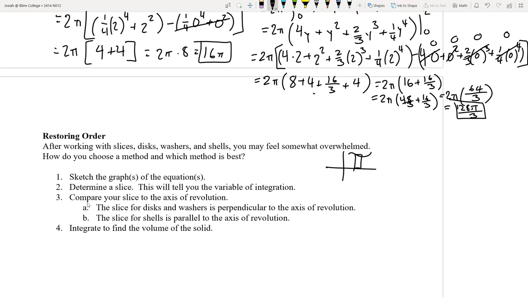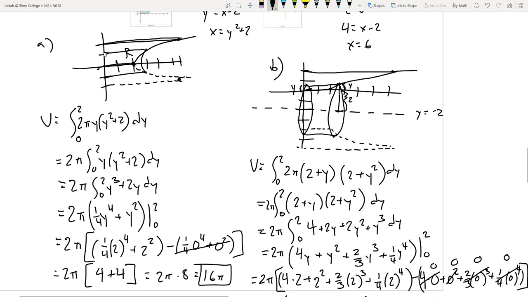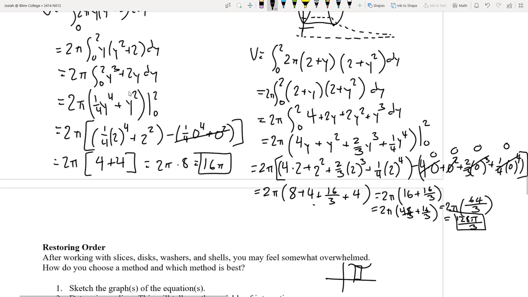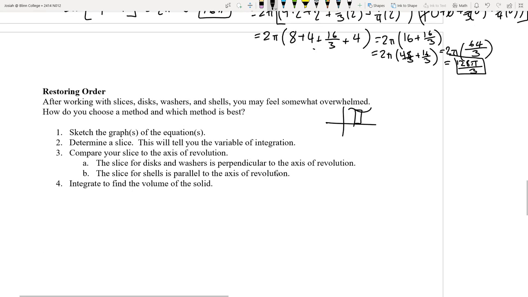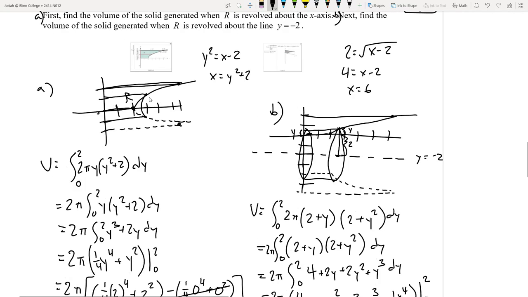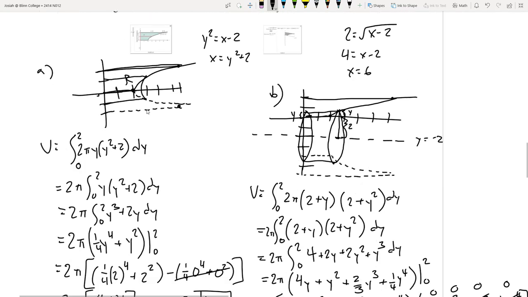Number 3, compare your slice to the axis of revolution. If you've got a horizontal slice and you're revolving about the horizontal axis, then, as it says here, the slice for shells is parallel to the axis of revolution. So if you've got a horizontal slice and a horizontal revolution, it means you're doing a shell.